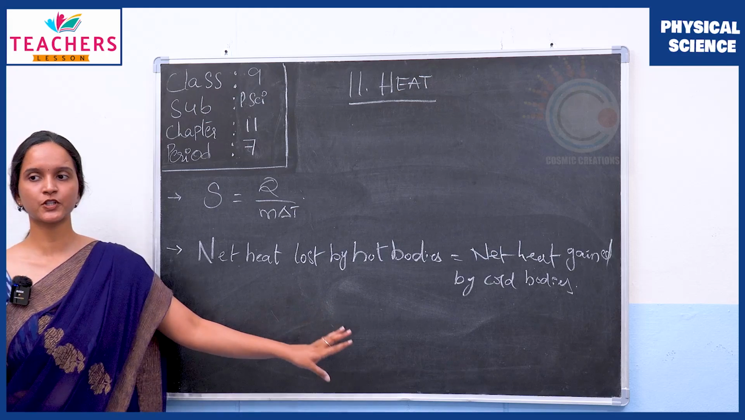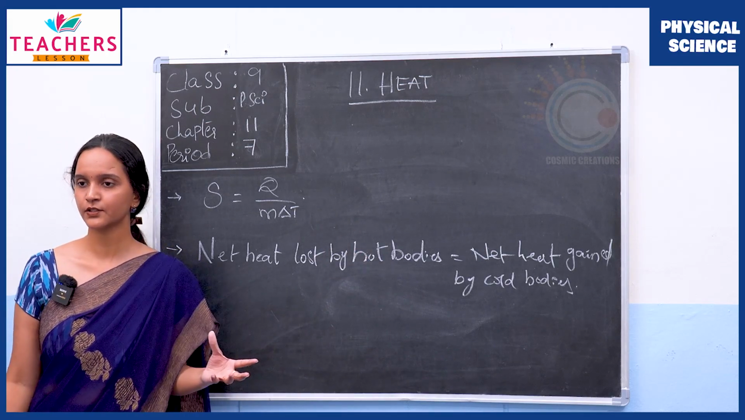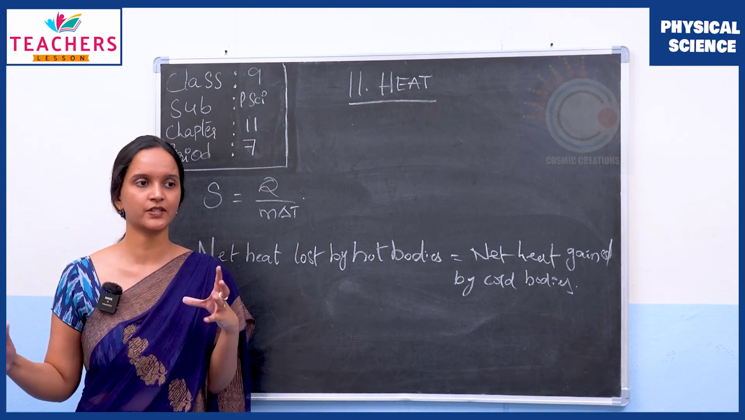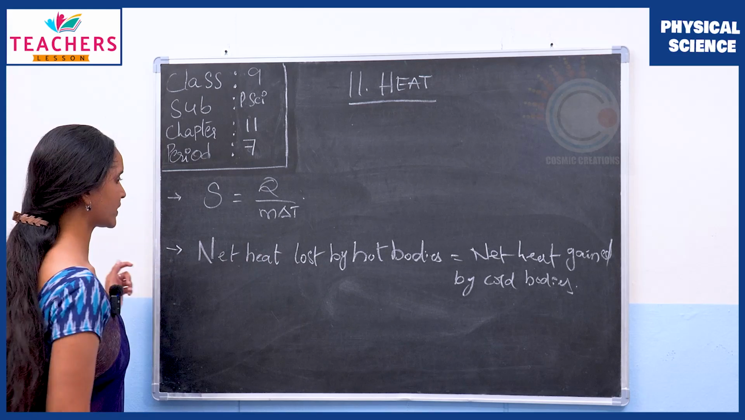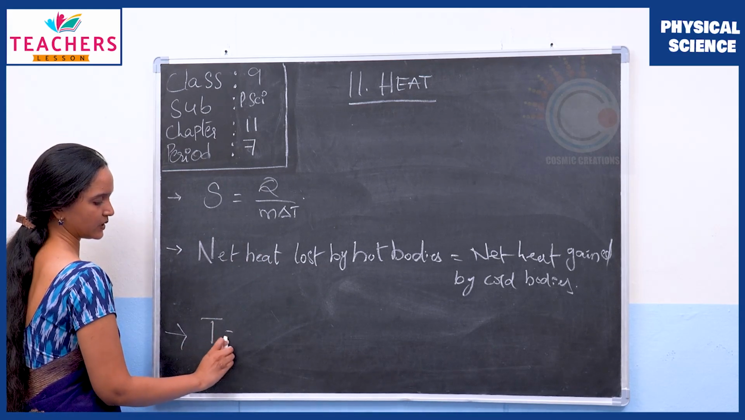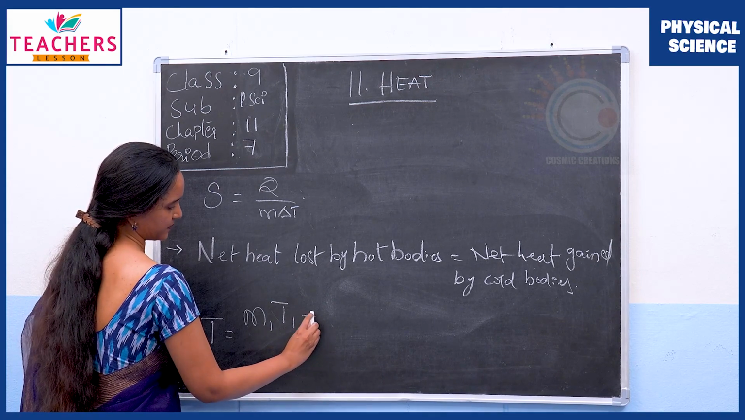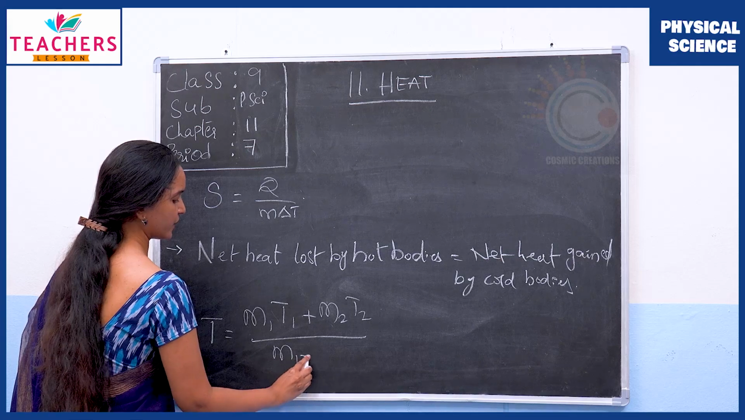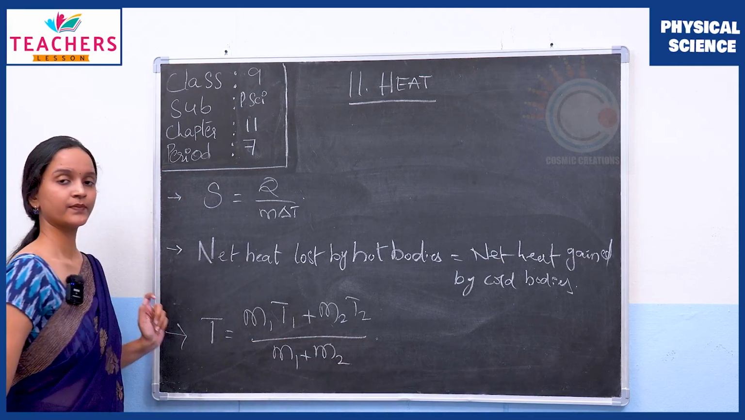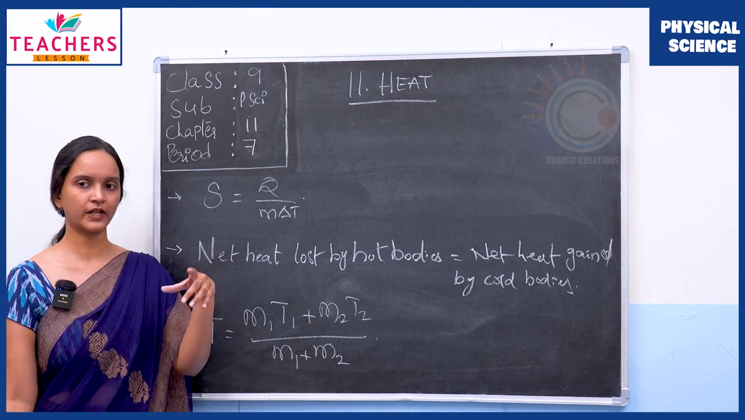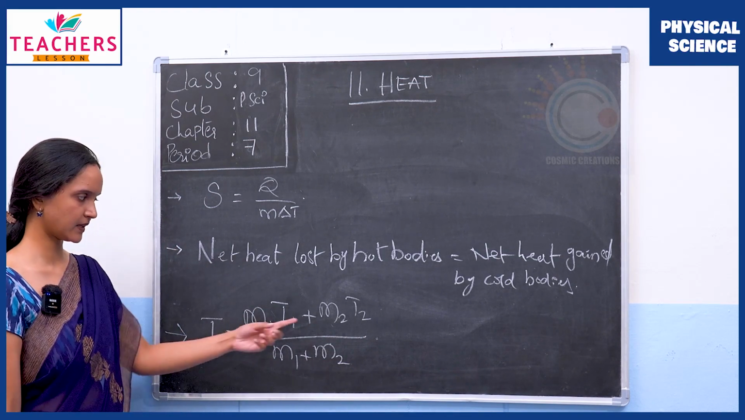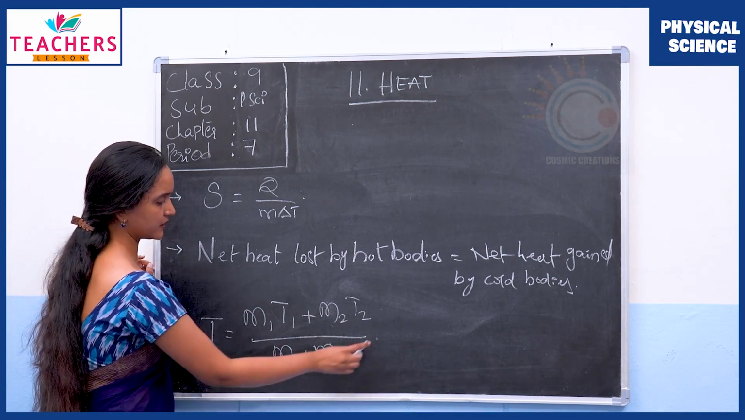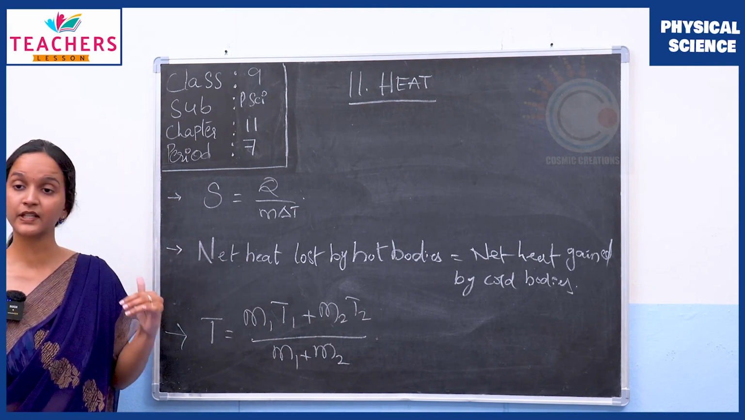Using this principle, we have found a formula to determine the temperature of a mixture when two or more samples of different temperatures and different masses are mixed. What is that formula? T equals M1T1 plus M2T2 by M1 plus M2. This formula is for when we have two samples with different masses and different temperatures. When they are mixed together, this would be the resultant temperature of the mixture.